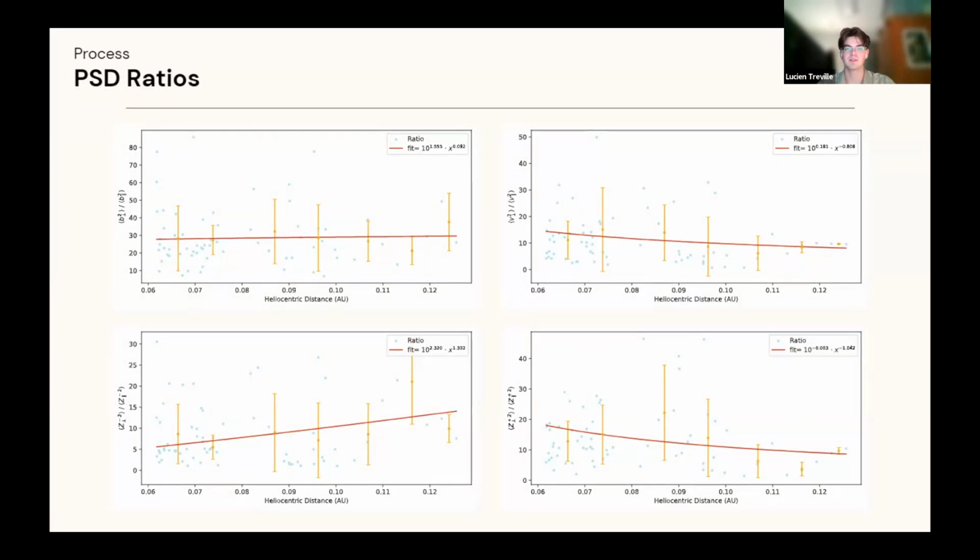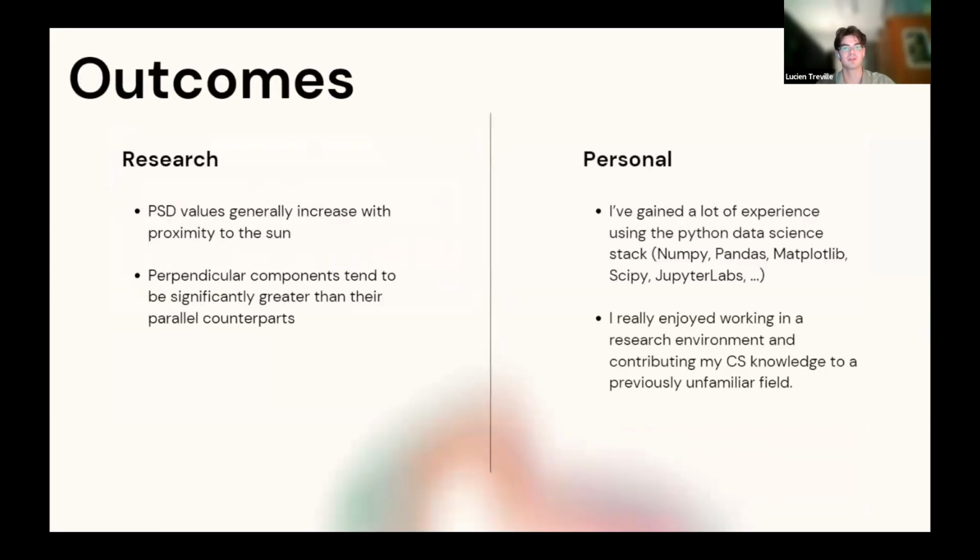But this is the end of my work. A large amount of time was spent on data cleaning and obtaining the Elsasser variables, and then these last two, three weeks have been on PSD values. Outcomes-wise for this research, we expect the PSD values to increase with proximity to the sun. Other papers demonstrate this. We kind of see this. We would like to see this more clearly with our data. So further effort should be expended towards verifying that.